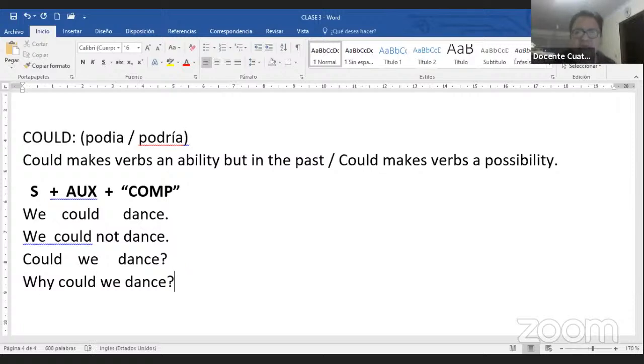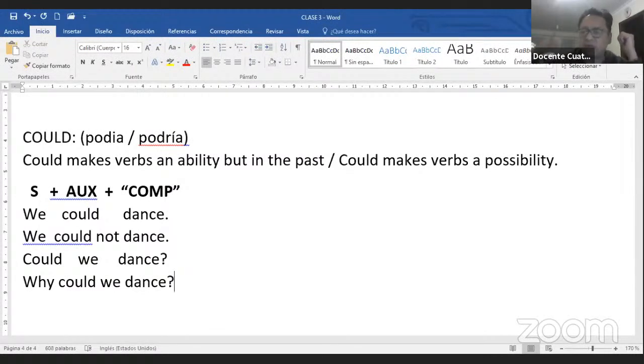So, how can I know if it's podía or if it's podría? How can I tell the difference? Because of the context. Exactly. If I'm talking about activities I did last vacation, yeah, I could play with my friends. I could swim in the swimming pool. It's podía because we are talking about last vacation.